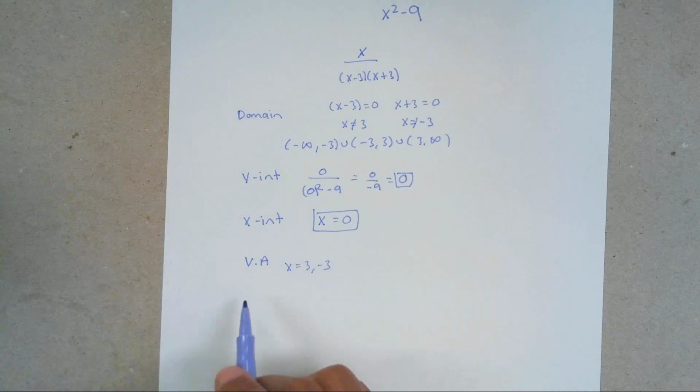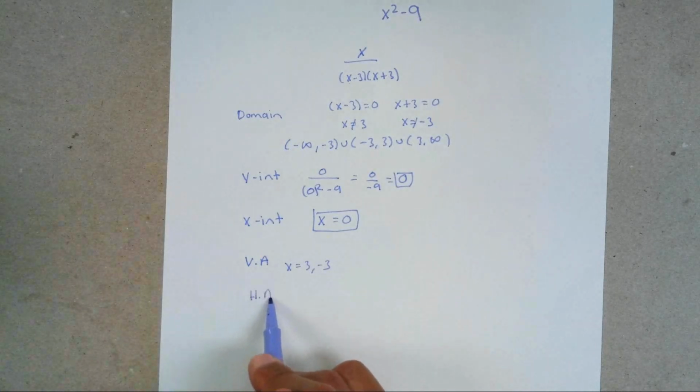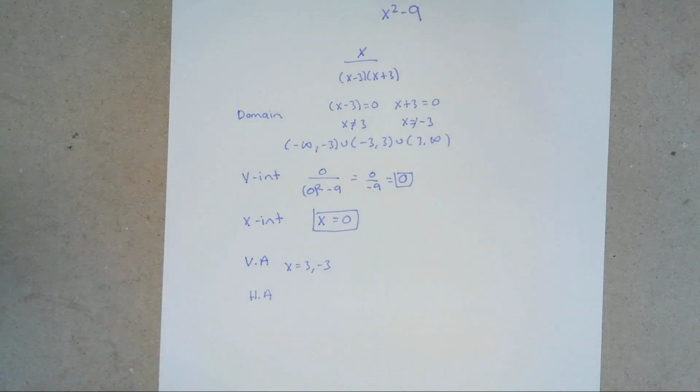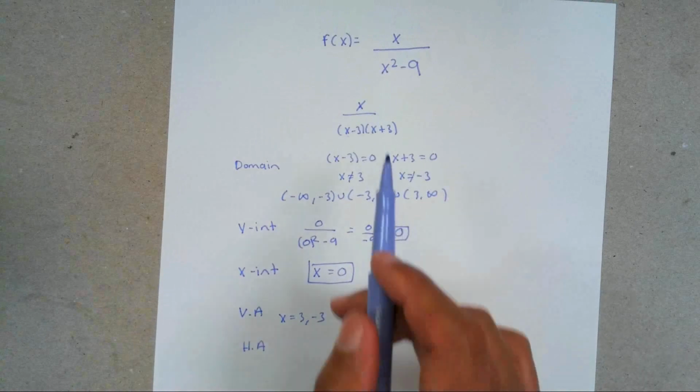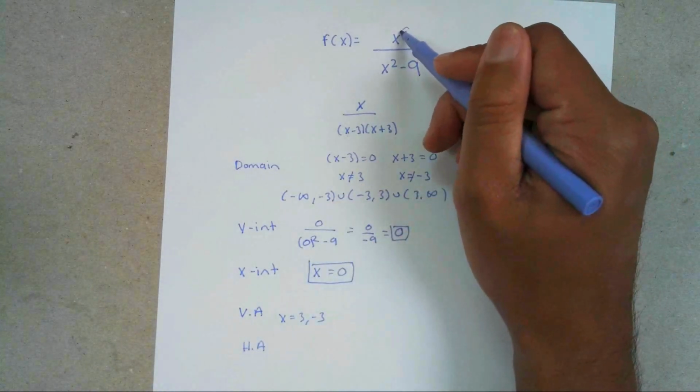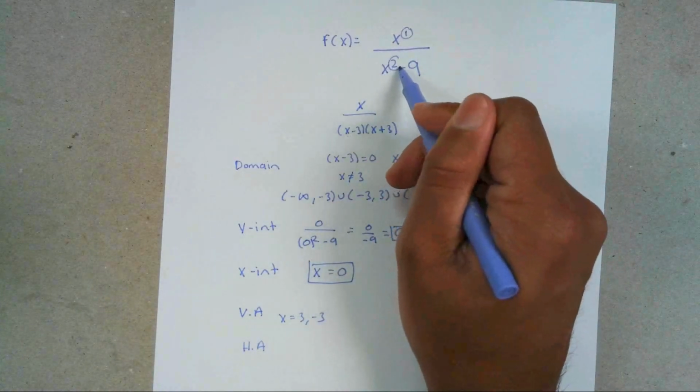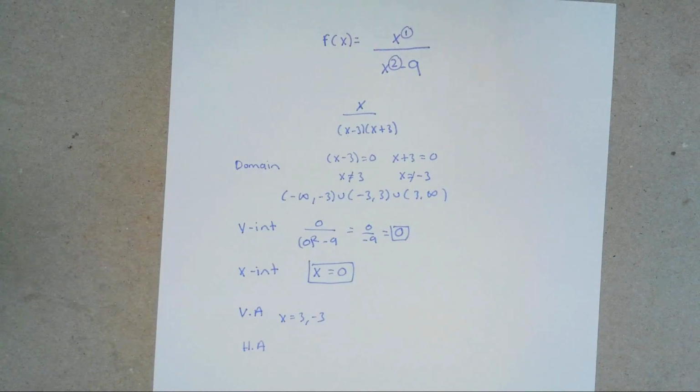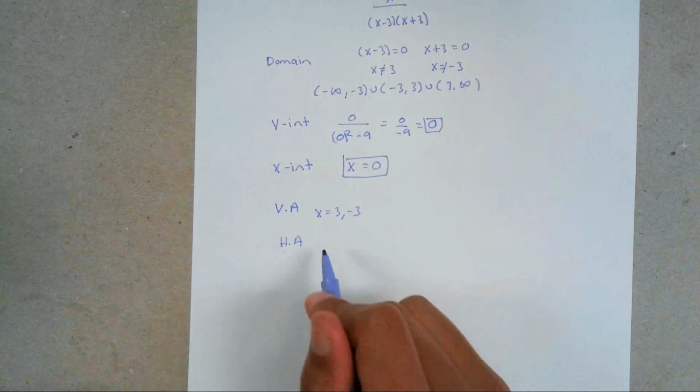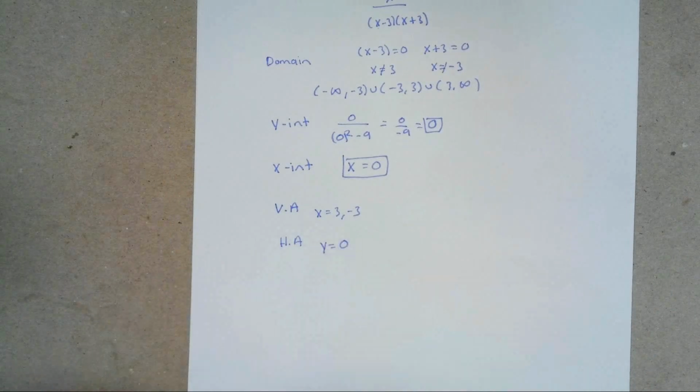And your last step is, well, let's find HA. Now for HA you're looking at your rules. If you notice, your top degree is a 1 and your bottom degree is a 2. When your top degree is less than your bottom degree, that means that your horizontal asymptote is going to be at y equals 0. And then there's no holes in this equation because nothing canceled out.